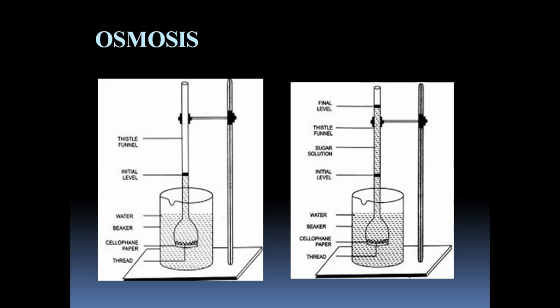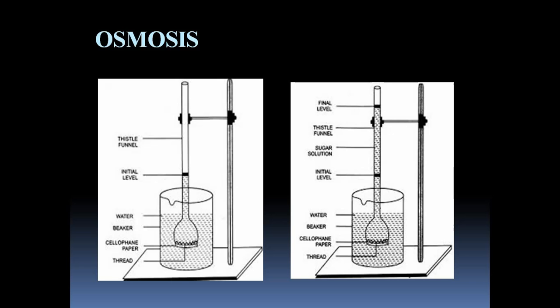Now we come to the next experiment, osmosis. Here you can see we have taken one beaker filled with water. We have taken a thistle funnel filled with sugar solution, and at the mouth of the thistle funnel we have cellophane paper. A cellophane paper is a semi-permeable membrane, and we have poured sugar solution in the thistle funnel up to a particular level and kept this setup as it is for some time.